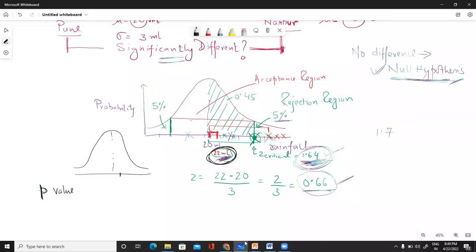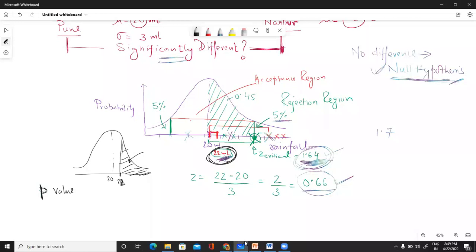So this 22 is there, here it is 20 and here it is 22. So the p-value of 22 will be the area, the probability of getting higher than 22. So that is simply the p-value.